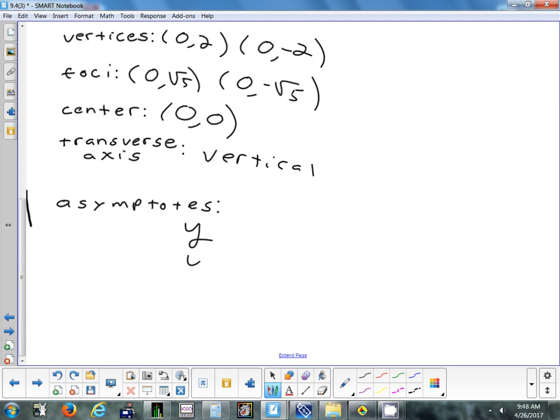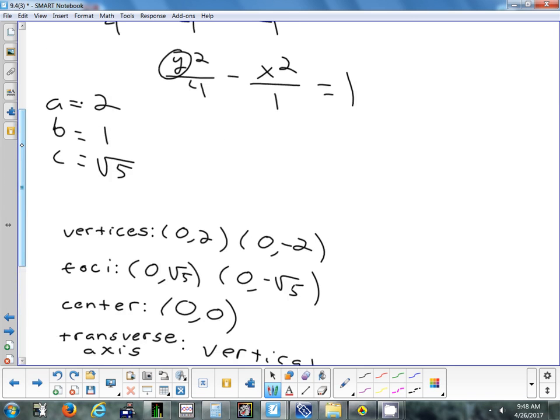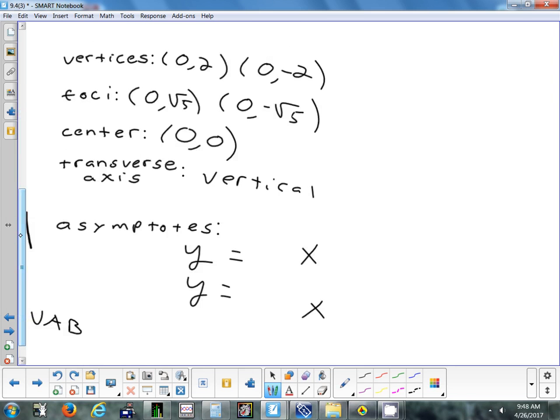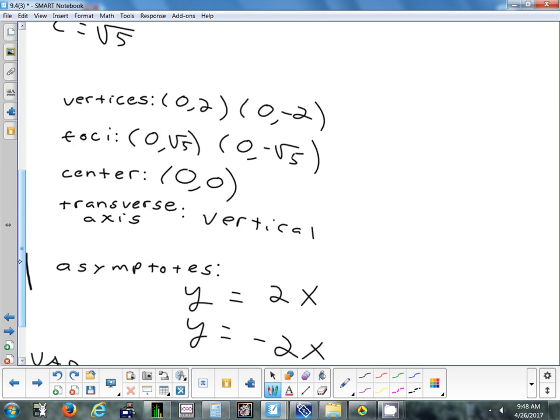Asymptotes. What's the slope when it's vertical? Vertical is a over b. A is 2, b is 1. What's 2 divided by 1? 2. And make sure you do negative 2. Okay, that's everything you'd have to describe. Any questions on that one?